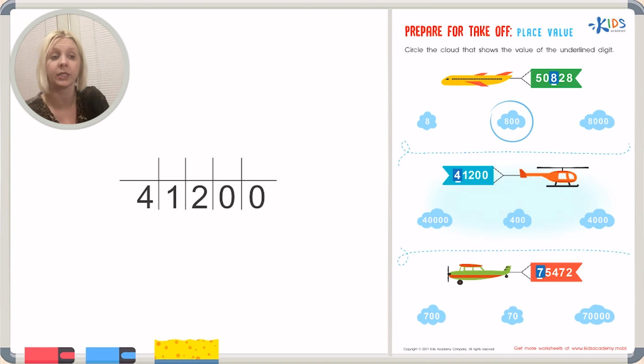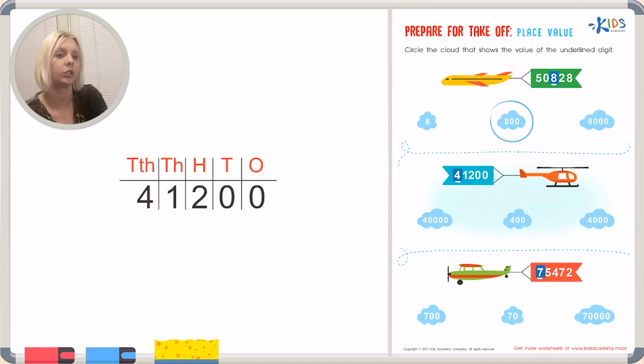And then what I'm going to do is label each one. So this 0 represents the ones place. This is the tens place. This is the hundreds place. This is the thousands place. Okay, and this is our 10,000s place.